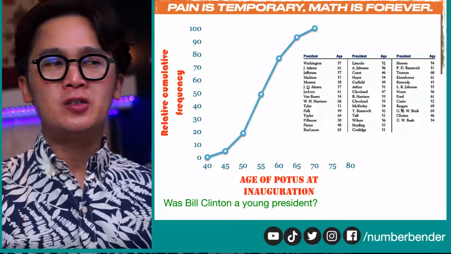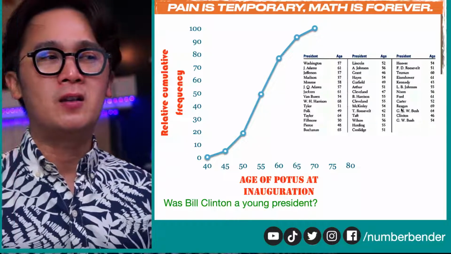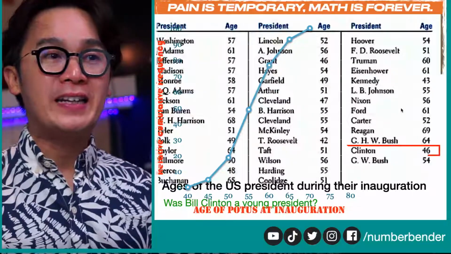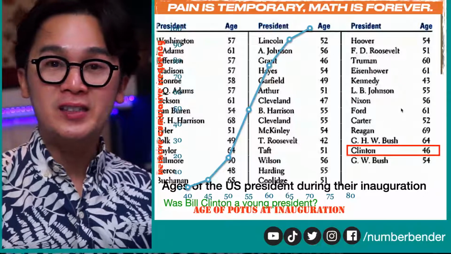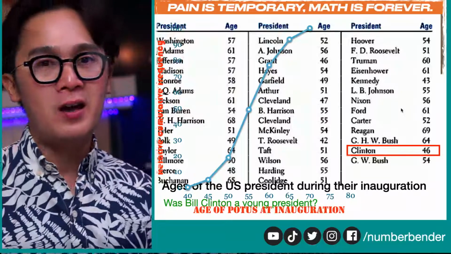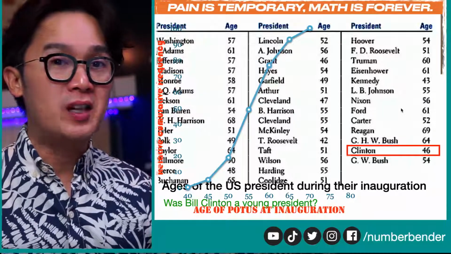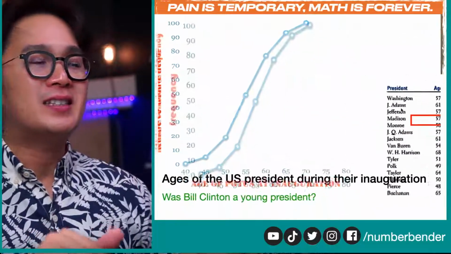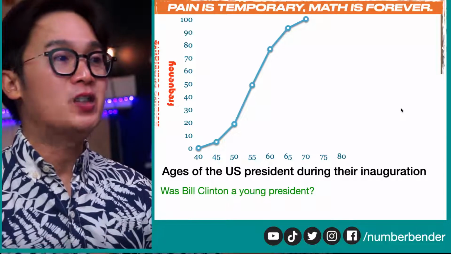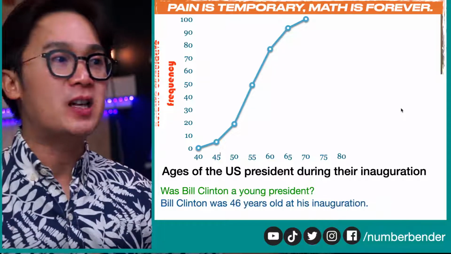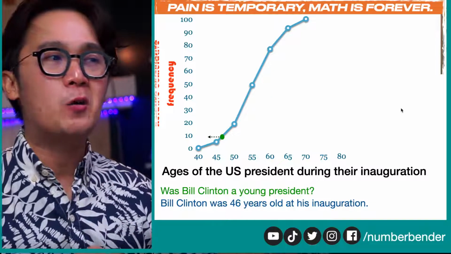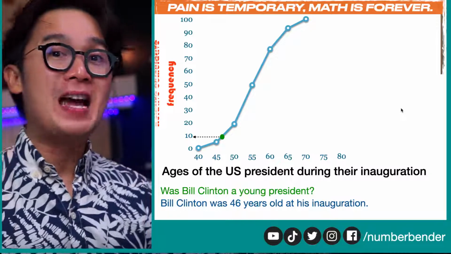And we need to first know how old was Bill Clinton during his inauguration. And using our data set, we know that he's at 46. So he's 46 years old during inauguration, which is quite young. But how young relative to all the US presidents in this data set? So let's have our ogive back and find its percentile. So at 46 years old, which is his age, 46 is somewhere here. Its intersection is somewhere around 10%. So that is his percentile.